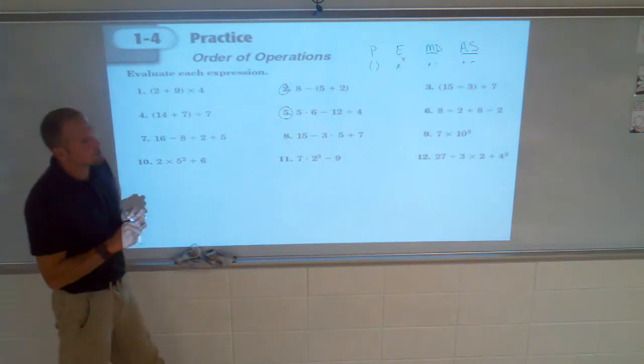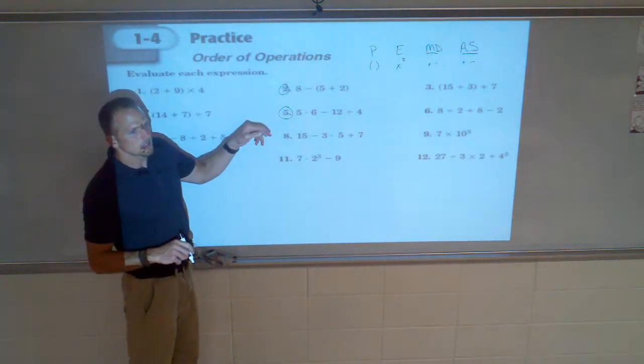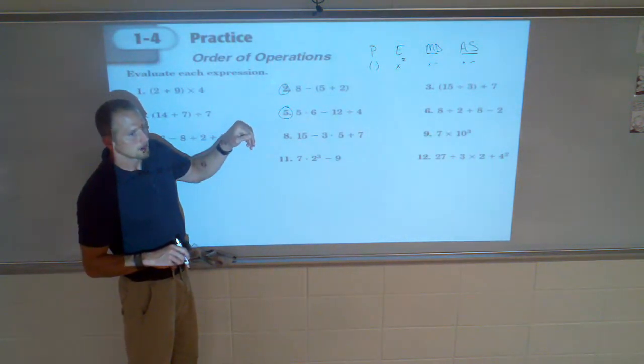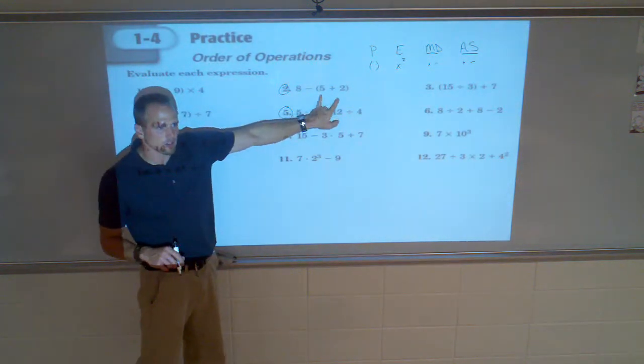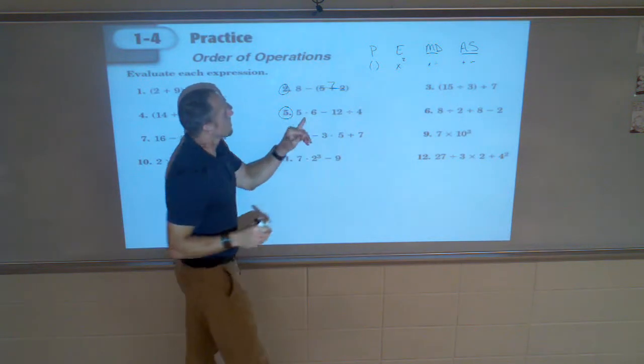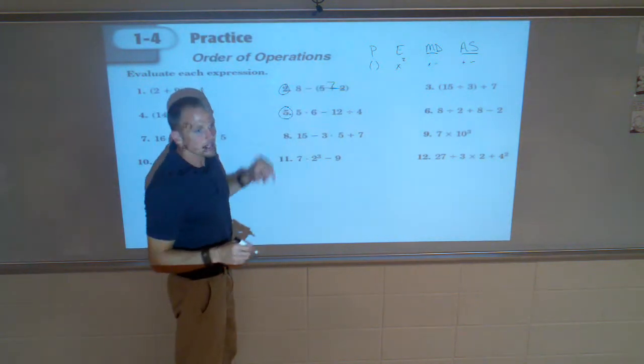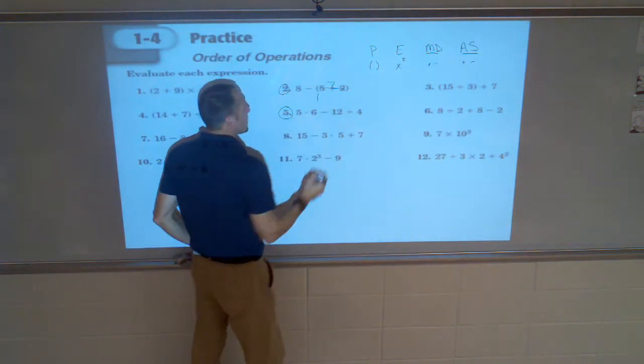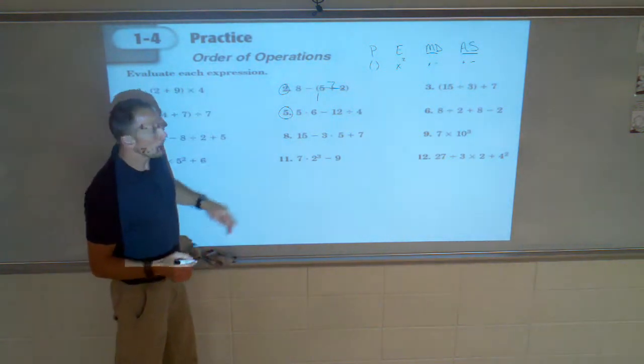Okay, number 2. Are there any parentheses? Okay, working left to right. 5 plus 2 is 7. And then add and subtract. 8 minus 7 is 1. Very good. Your answer to number 2 is 1.